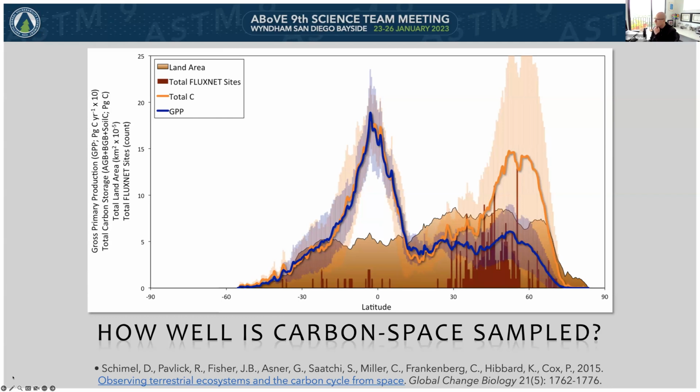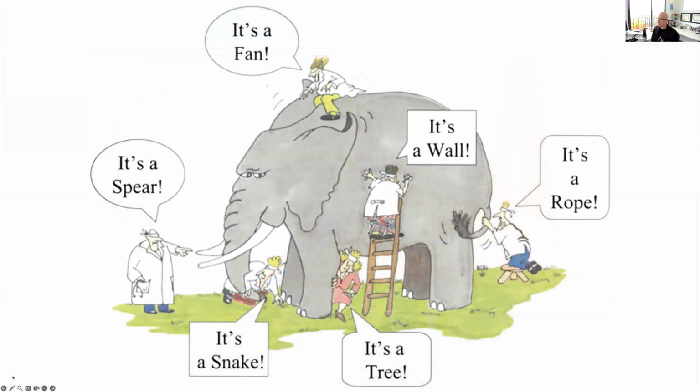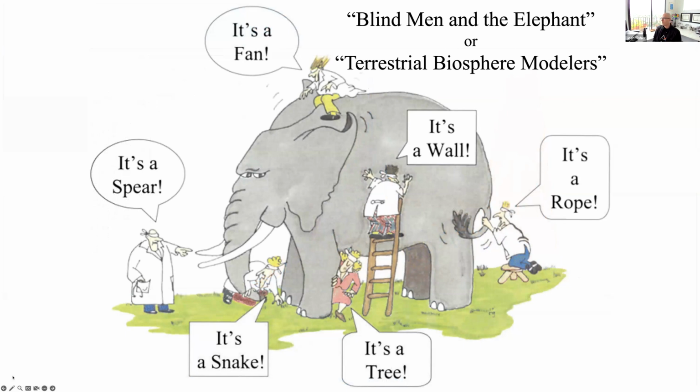And so we have these large uncertainties because we have had large data sparsity, which leads to all these different model contradictions. It's kind of like that old fable of the blind man and the elephant, where everyone's feeling what's in front of them and disagreeing. It's a spear, it's a snake, it's a tree, and so on.